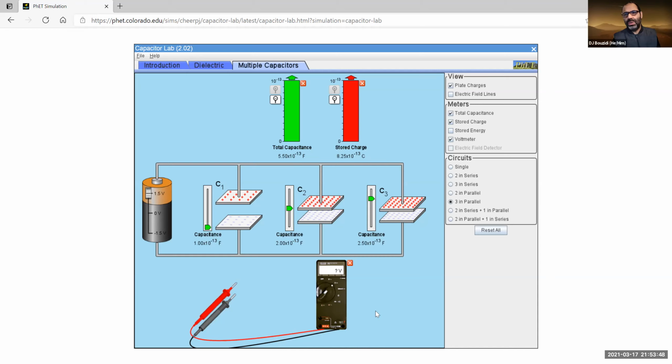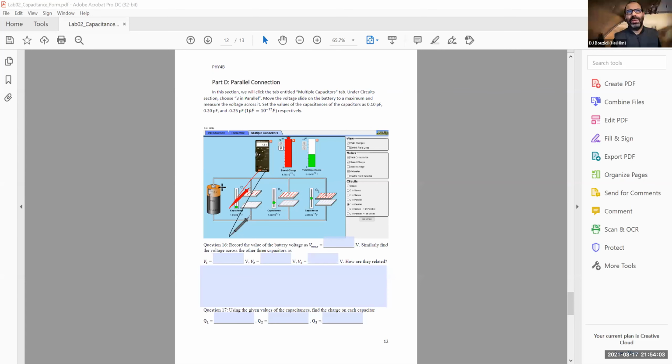Okay, so let's go into the question in here first. Stop sharing the screen and share the lab activity. So again, Vmax should be 1.5 volt. And V1 and V2 and V3, they all should be 1.5 volt. Okay, let me stop sharing the screen in here. And let's see if indeed it is the case.